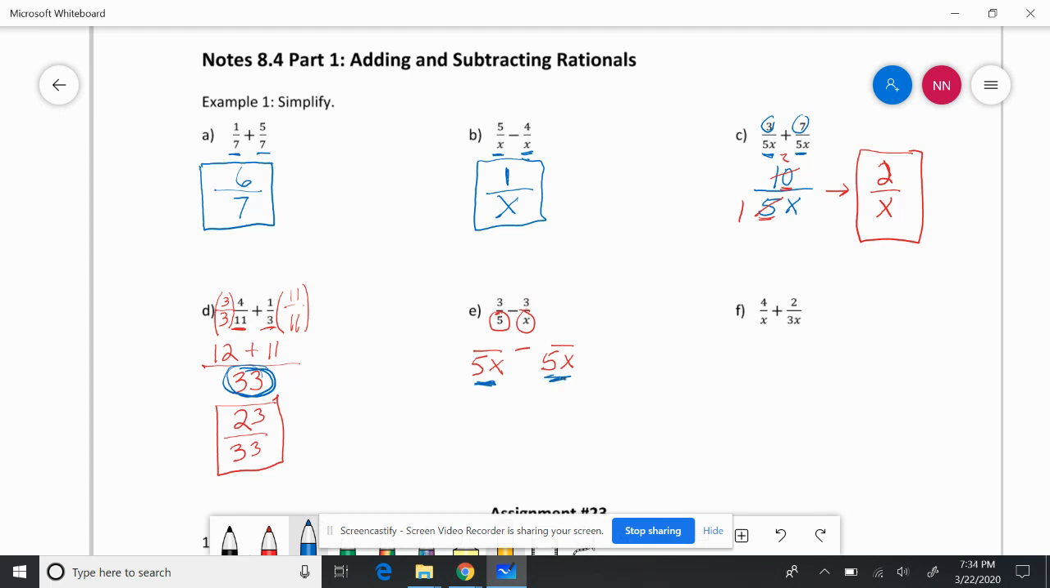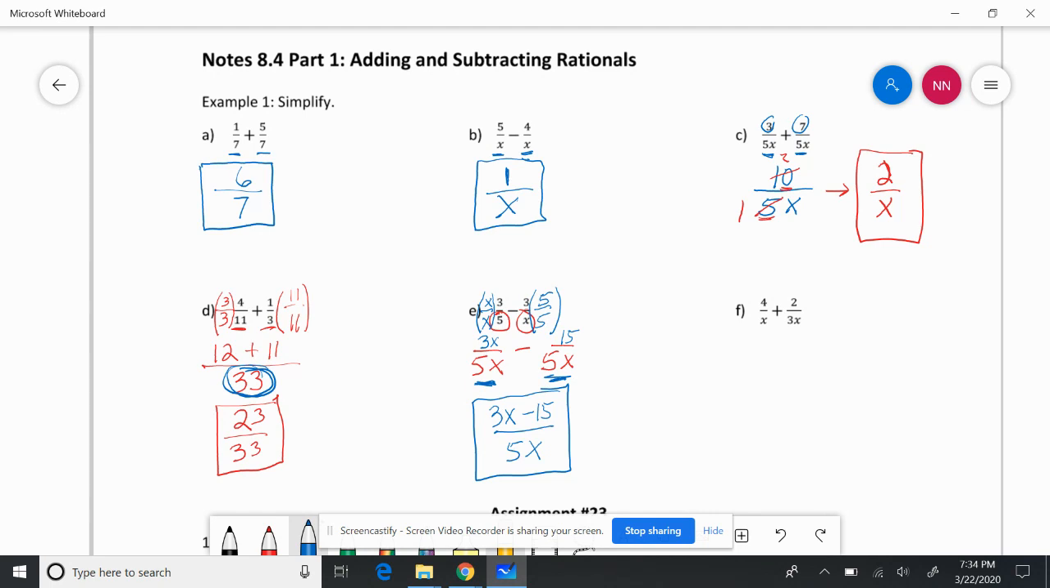Now, with this one, since our common denominator is 5x, we're multiplying this side by x. I'm multiplying this side by 5. x times 3 is 3x. 3 times 5 is 15. Then I put my common denominator, which is 5x. And what I have is 3x minus 15. Those are not like terms, so I just write it as 3x minus 15. And that right there gives me my answer.